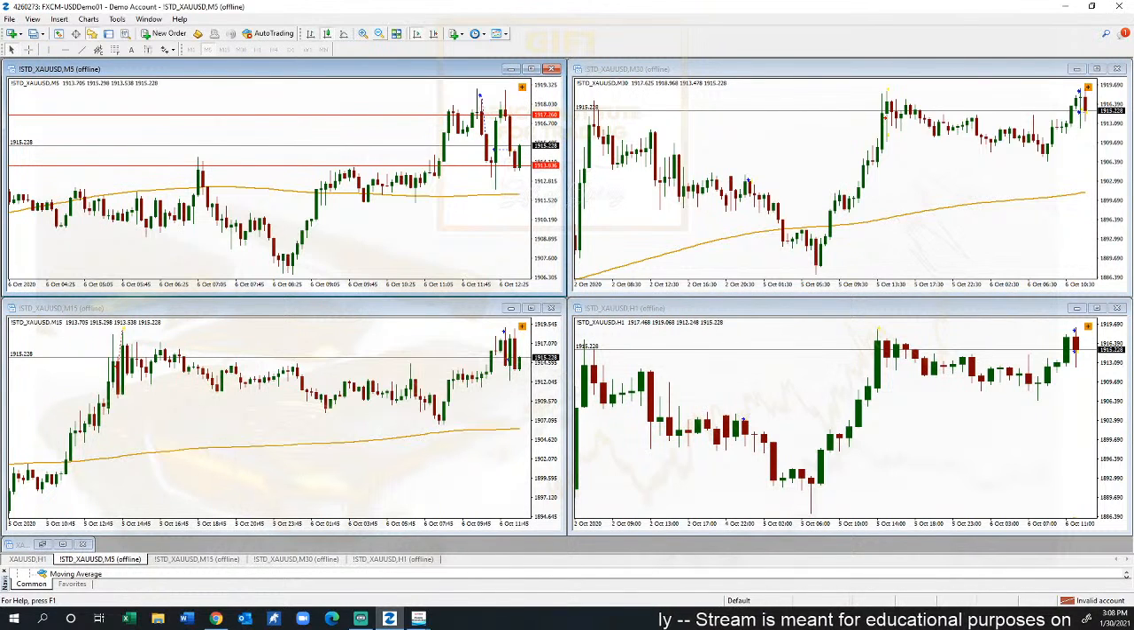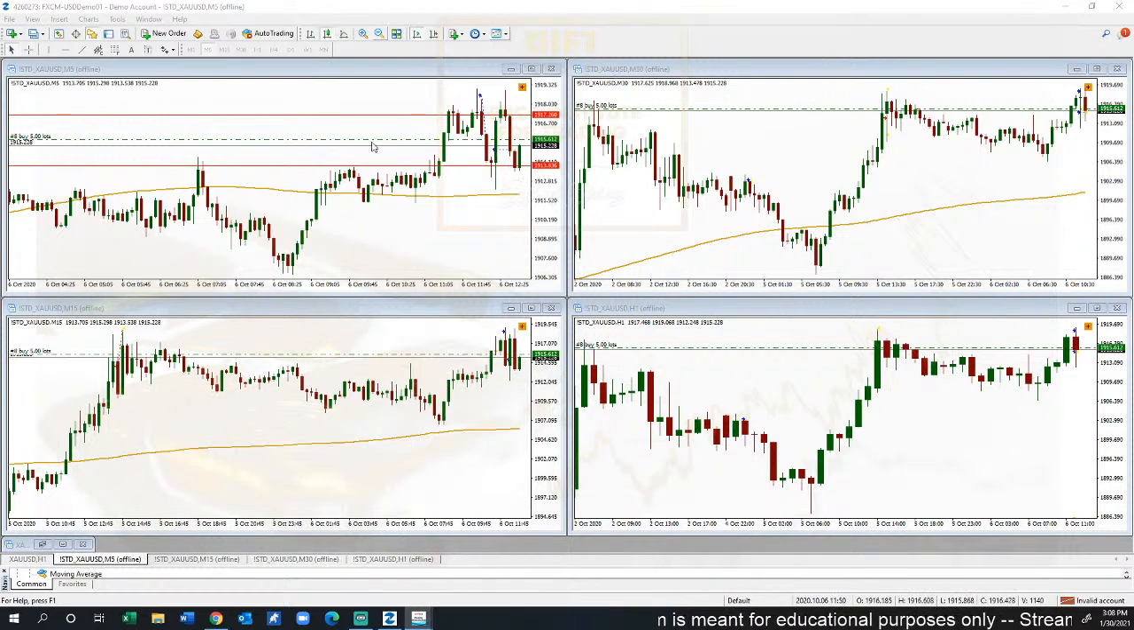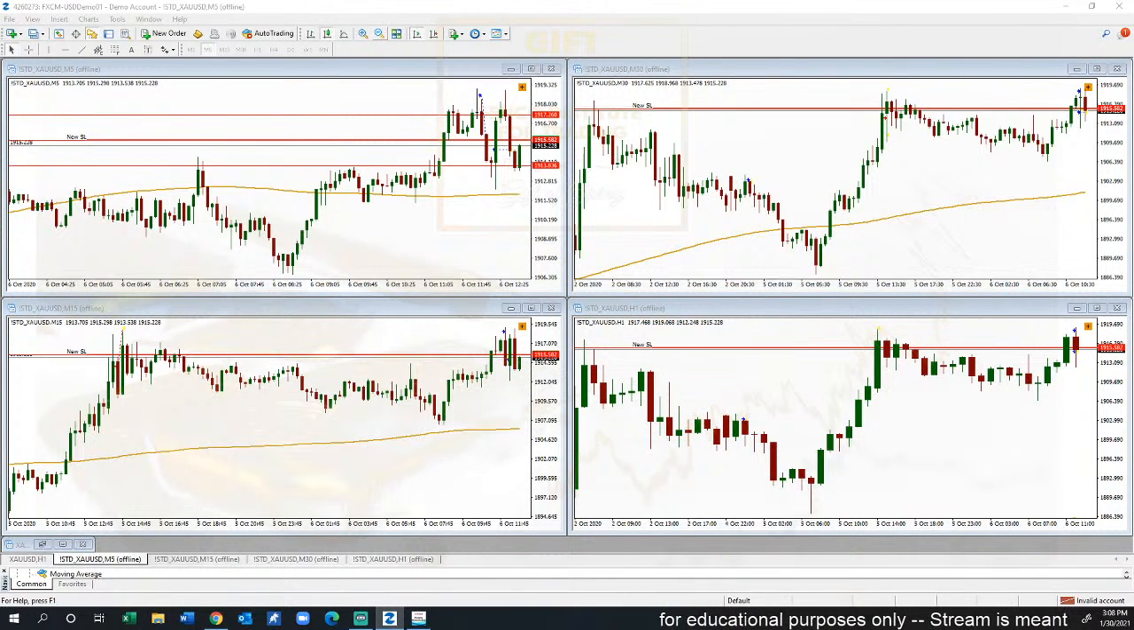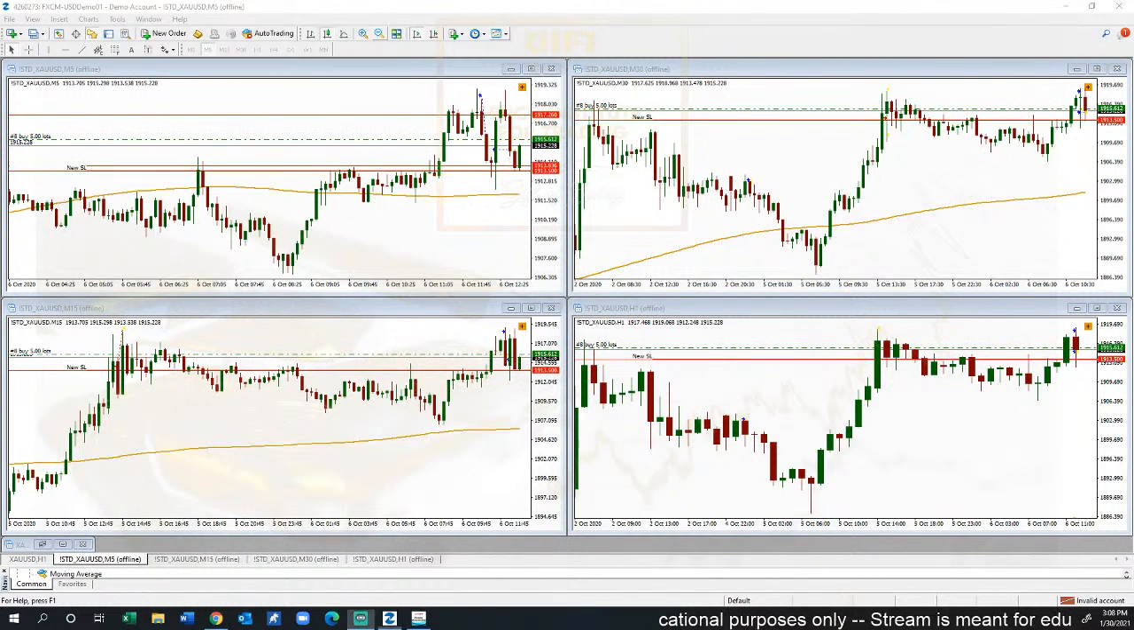But I'm going to put another buy there and put a stop below. I think that's a better stop loss now. That stop loss would be about 1913.50, so only a 20 pip stop loss. And we'll see how this one turns out now.